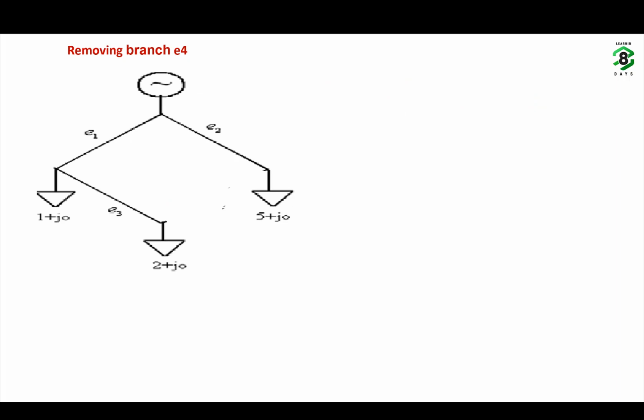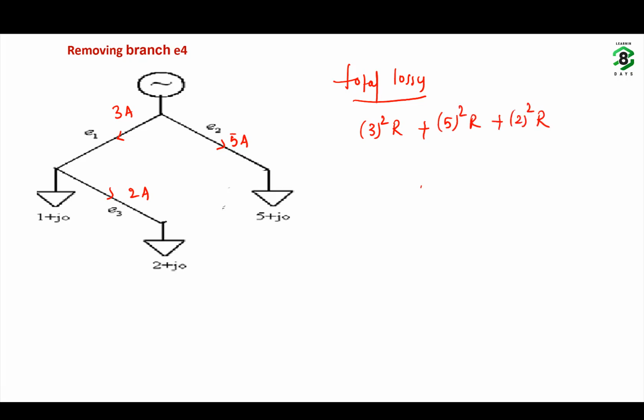Now, in the third case, let us remove branch E4. In this case, what will it become? The total current in branch E2 is 5 ampere, in branch E1 it is 3 ampere, and in E3 it is 2 ampere. So the total losses will become 3 square R plus 5 square R plus 2 square R. So what is the value? This will become 38 R.